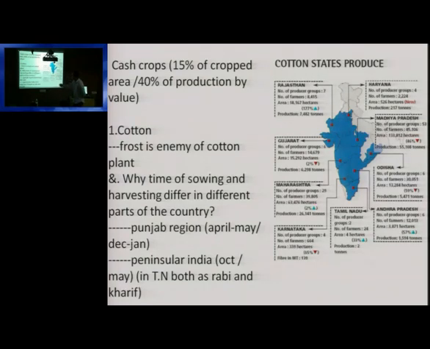Because frost is the enemy of the cotton plant. So what will happen is, in the Punjab region, because of western disturbance and environmental conditions, they need to harvest before December and before January. But in southern India or peninsular India, they don't have that restriction, because you don't have western disturbance in the southern part of India. Understood?